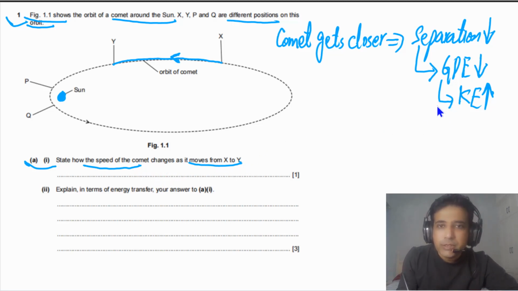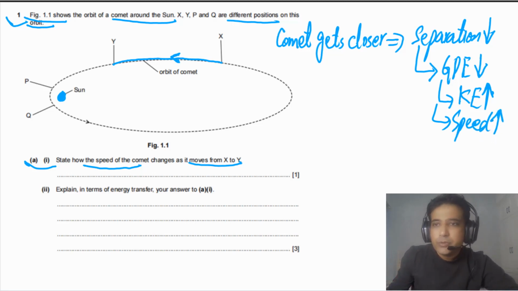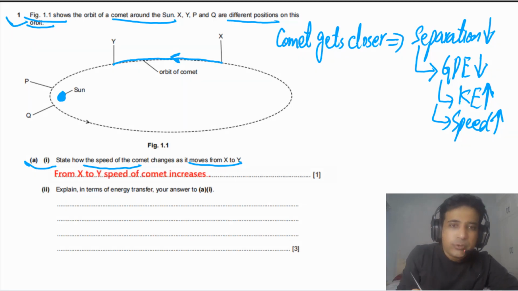So we can say the speed of the comet increases in this case. If you want to write down your answer in a proper way, this is how you can write it down. And this question has only 1 mark, and that is a B mark, meaning this one has to be in your answer.